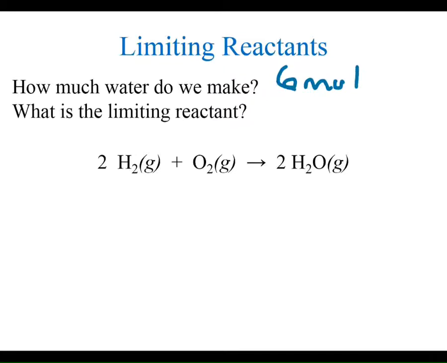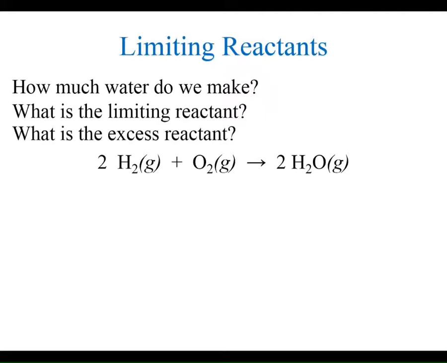So which was the limiting reactant then? Which one limited us to making only 6 moles? The hydrogen, right? Perfect. And which was the excess then? That was the oxygen, right? Perfect. Okay, so that's all you do.